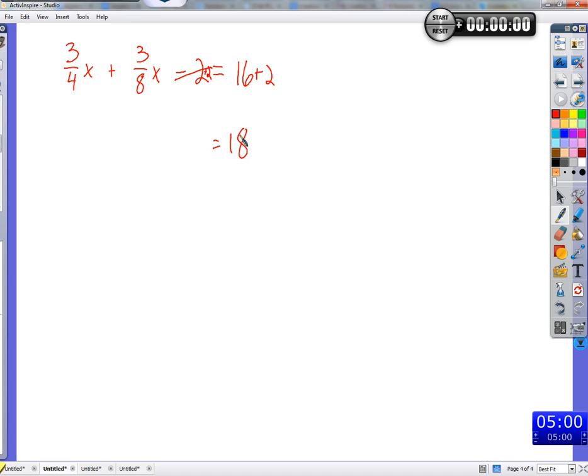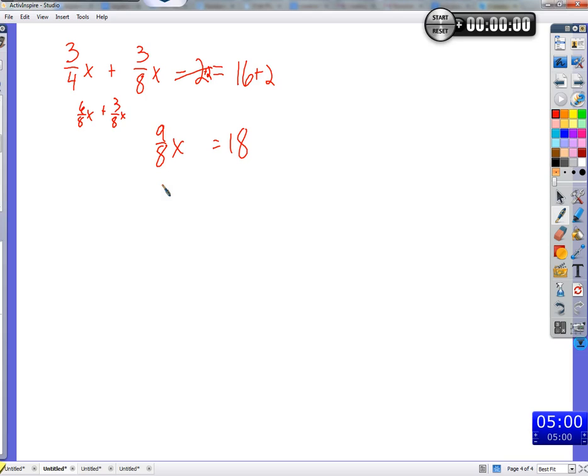Yeah. So make it over 8, so it'll be what over 8? 6 over 8 times x plus 3 over 8 times x gives us 9/8 x. We have 9/8 x equals 18. And how do we cancel out that 9/8?